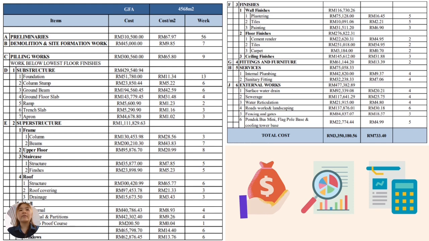Let's take an example. If we look at piling works, the cost will be RM 300,560. The cost per square meter equals to total cost divided by total GFA. Therefore, we will get RM 65.80 per square meter. Piling works take around 9 weeks to complete. The details for other parts are all shown in this table.